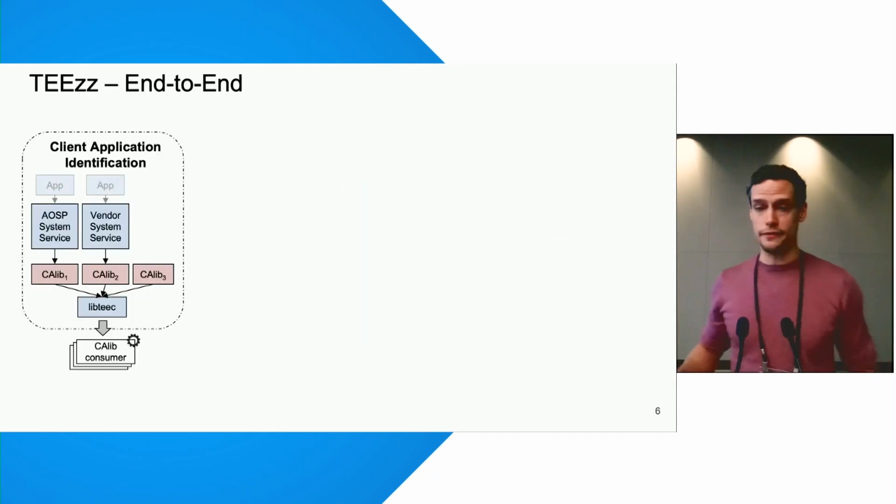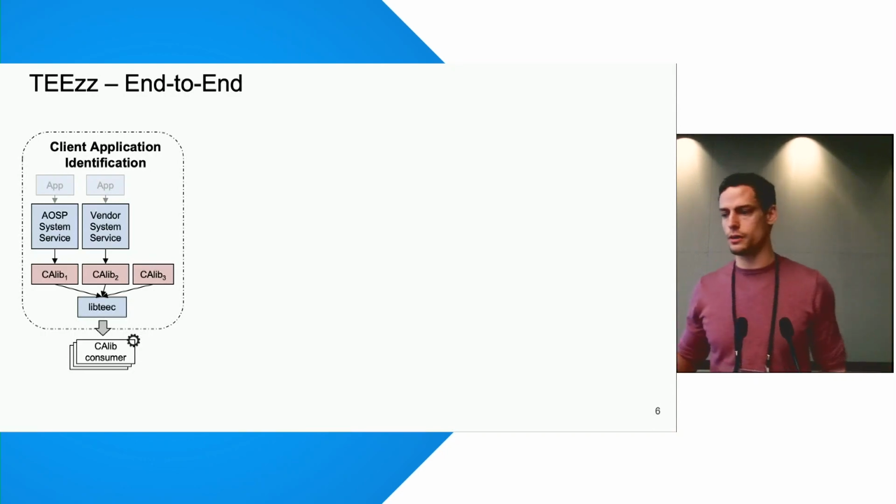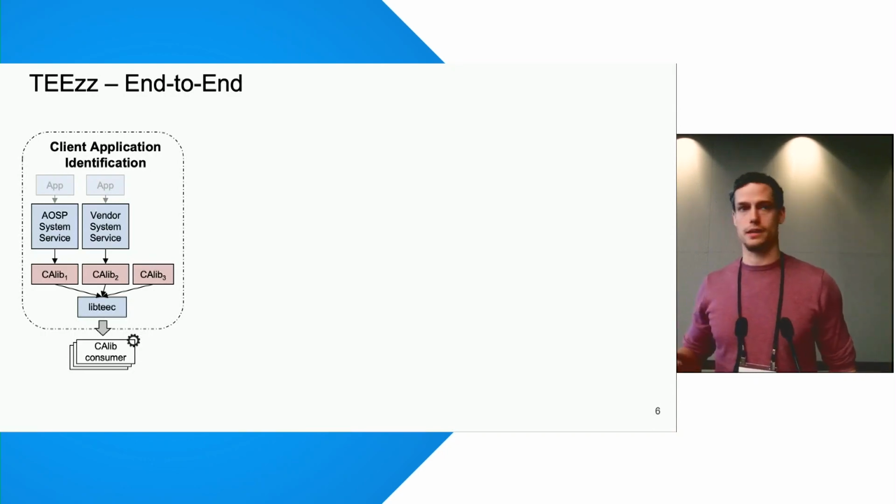So let me briefly walk you through the different phases of TEEzz. We have 4 of them. The first one is client application identification. There's no enumeration mechanism usually that just tells you which of the components in the Android context is actually talking to the TE. So we built a little bit of automation to do that.